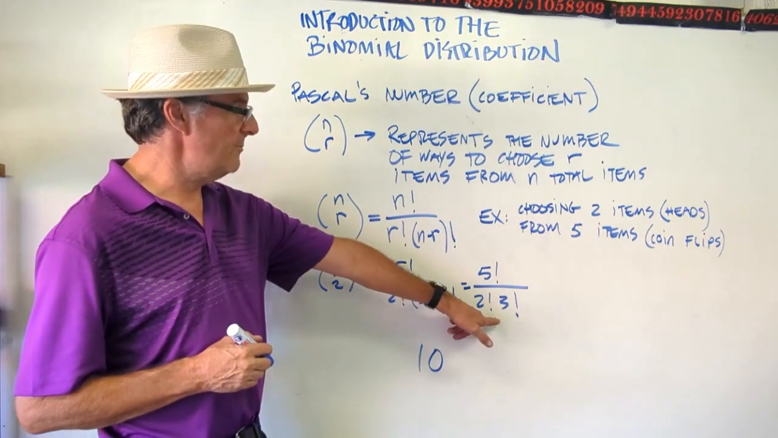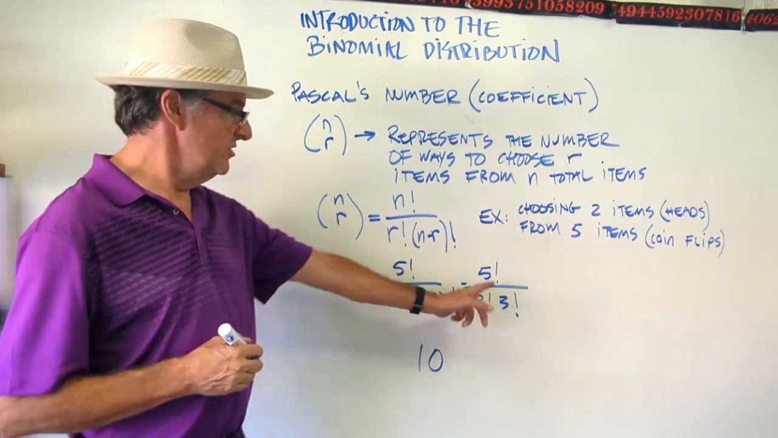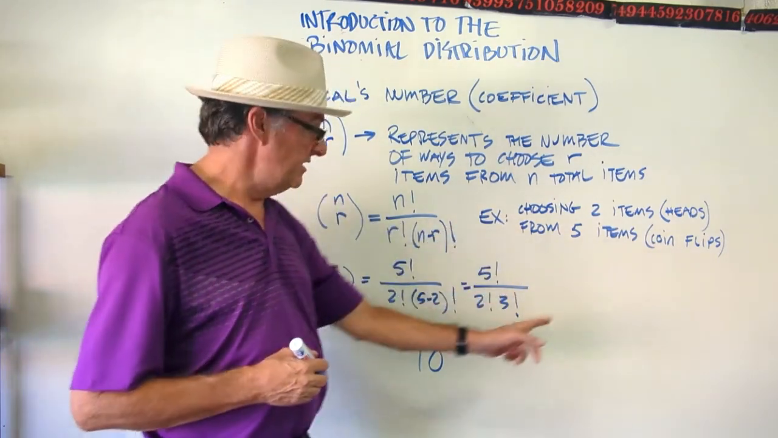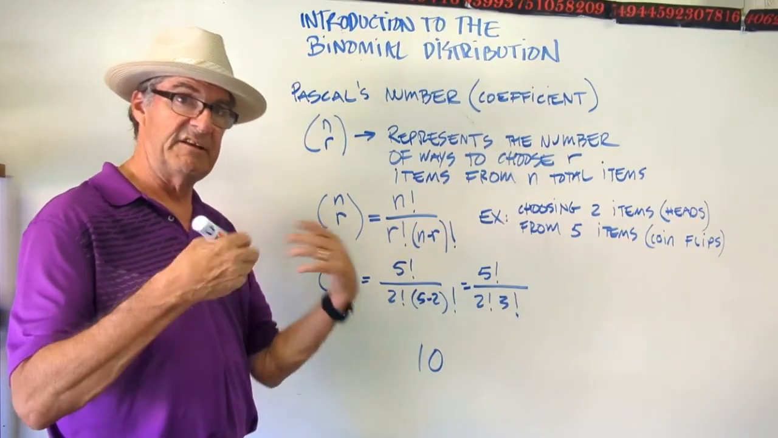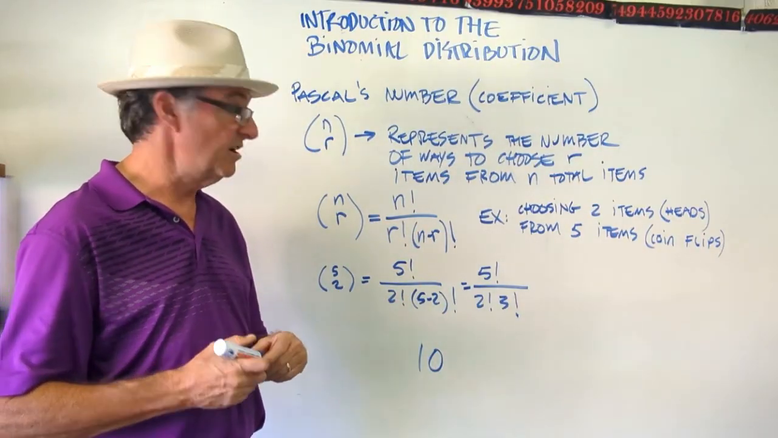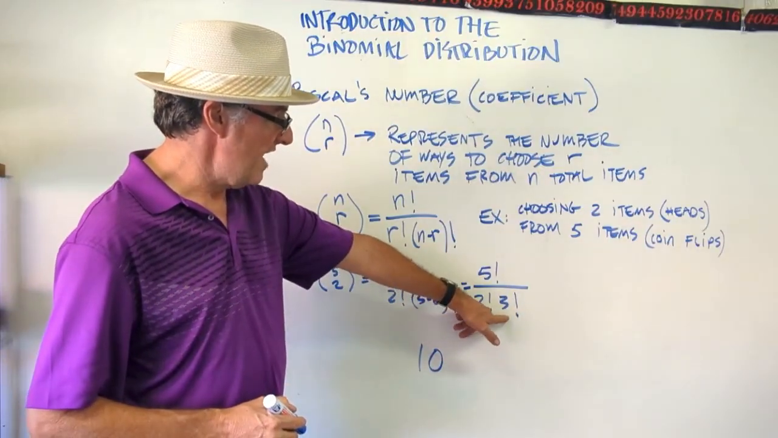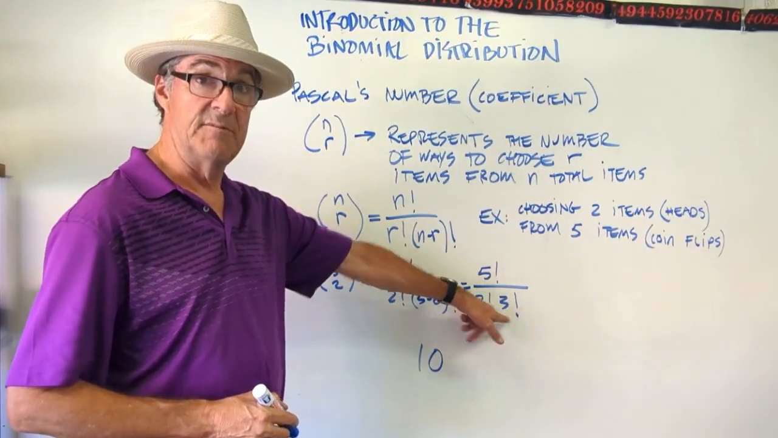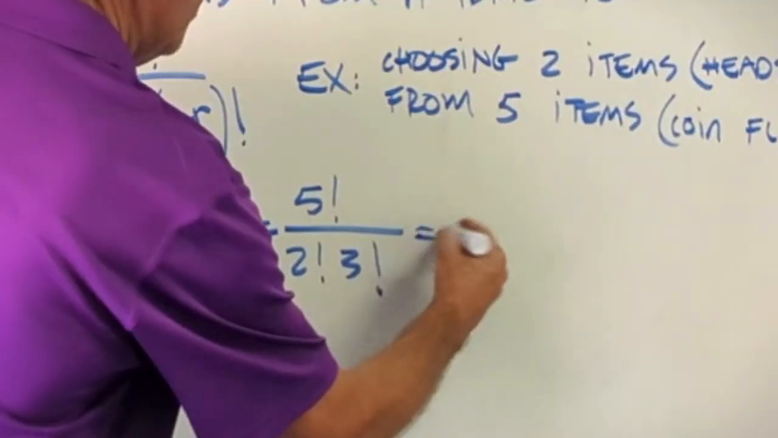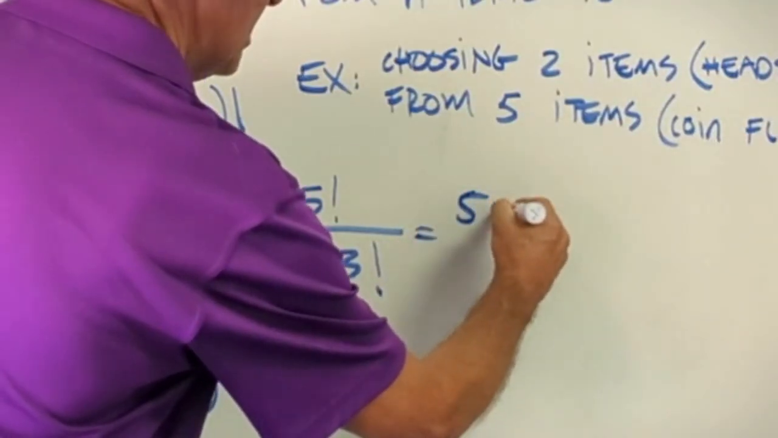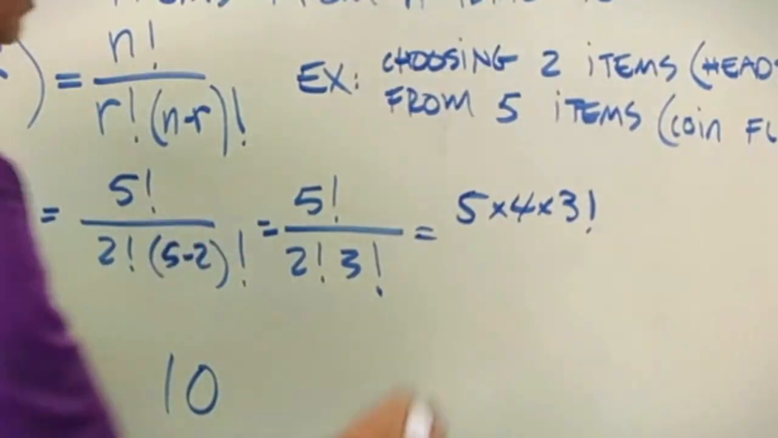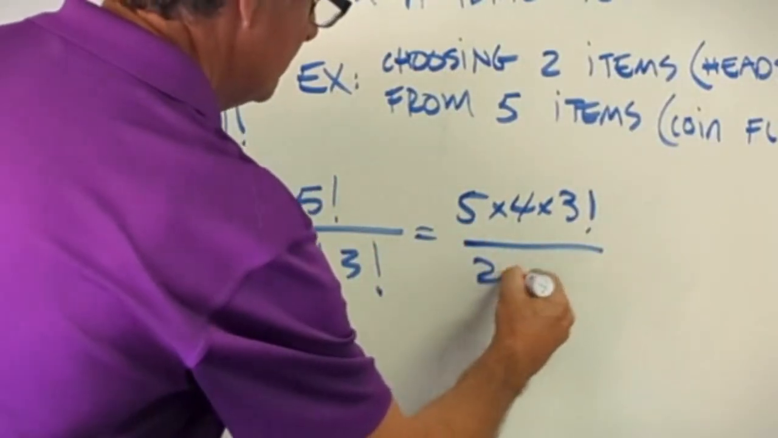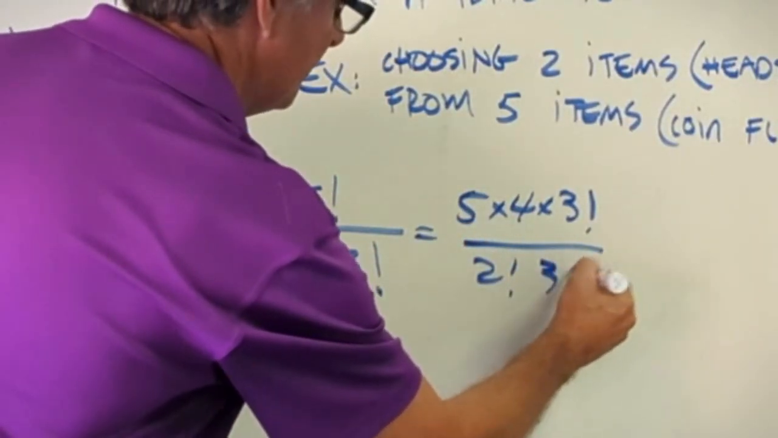Now I want to show you a couple shortcuts for how to analyze this. You could just figure out what that number is, and then figure out what this number is, and then try to spend some time canceling and dividing, but there's some shortcuts here. So I noticed that I have a 3 factorial on the bottom. So watch this. I can rewrite the top as 5 times 4 times 3 factorial, because that's what's left there, over 2 factorial times 3 factorial.